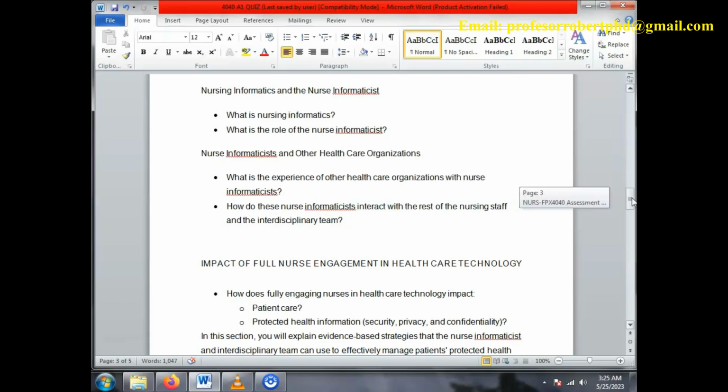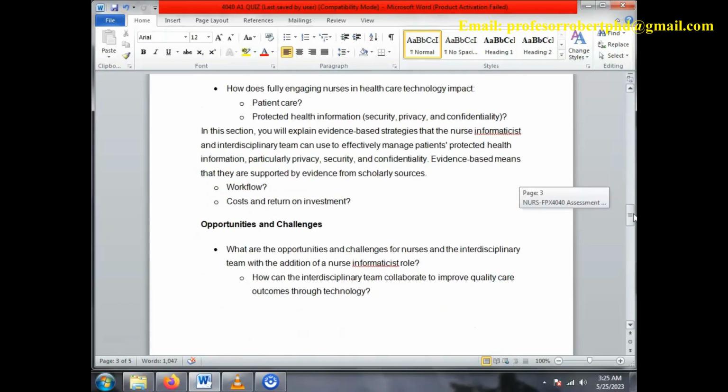Protected health information, security, privacy, and confidentiality. In this section, you will explain evidence-based strategies that the nurse informaticist and interdisciplinary team can use to effectively manage patients' protected health information, particularly privacy, security, and confidentiality. Evidence-based means that they are supported by evidence from scholarly sources. Workflow. Costs and return on investment.